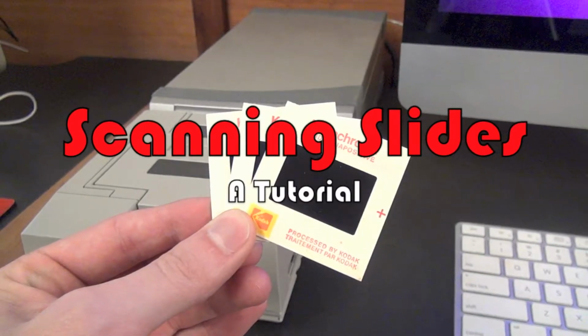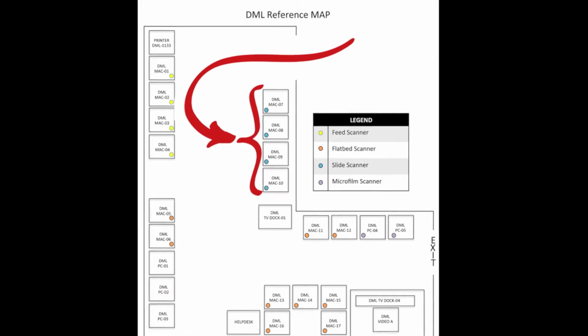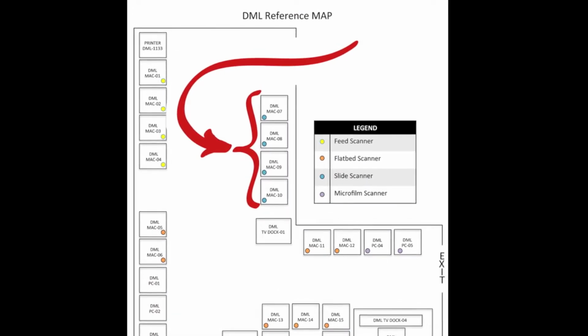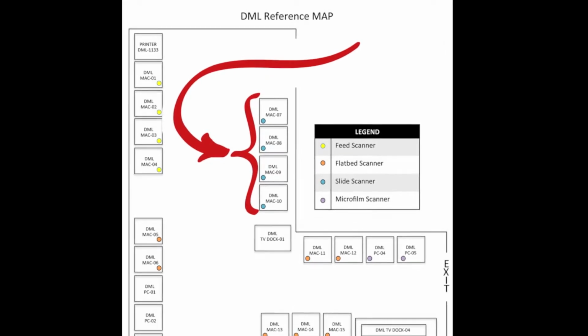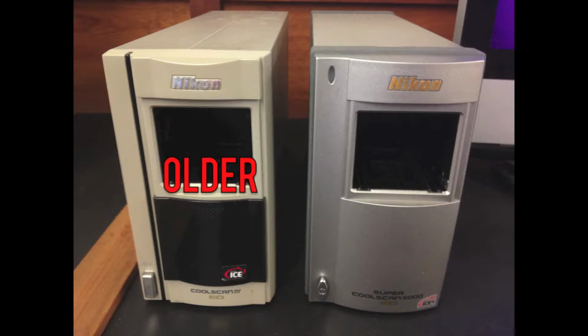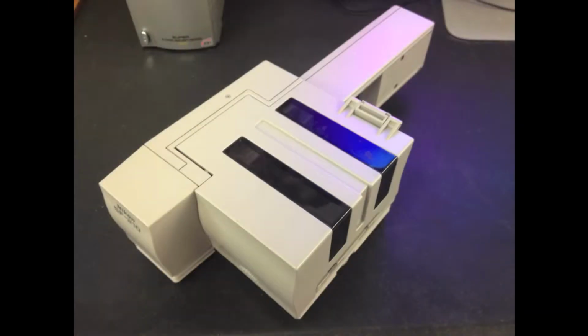Let's talk about using the slide scanners in the Digital Media Lab. Just inside the main DML entrance, the first 4 iMacs on your left are equipped with Nikon slide scanners. If you look closely, you'll notice not all the scanners are the same. 2 of them are an older model, and the other 2 are a newer model. The newer ones tend to be more cooperative, so use them when you have a choice.